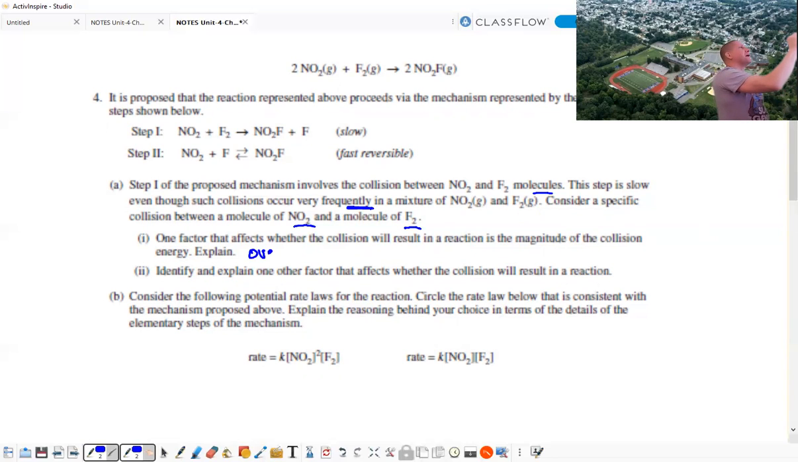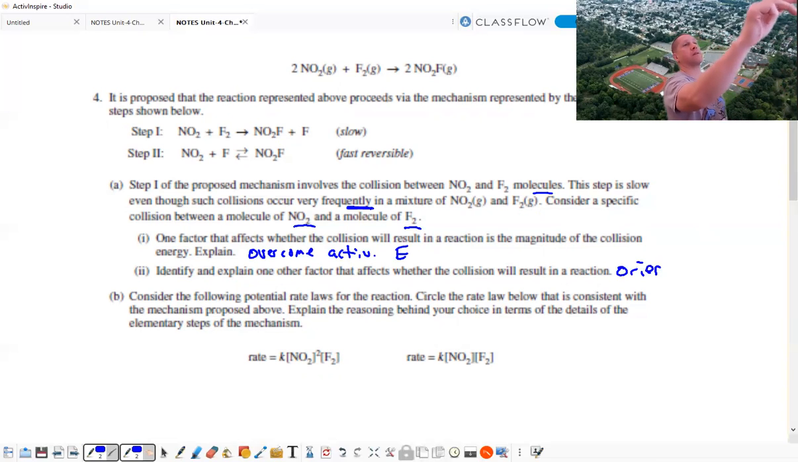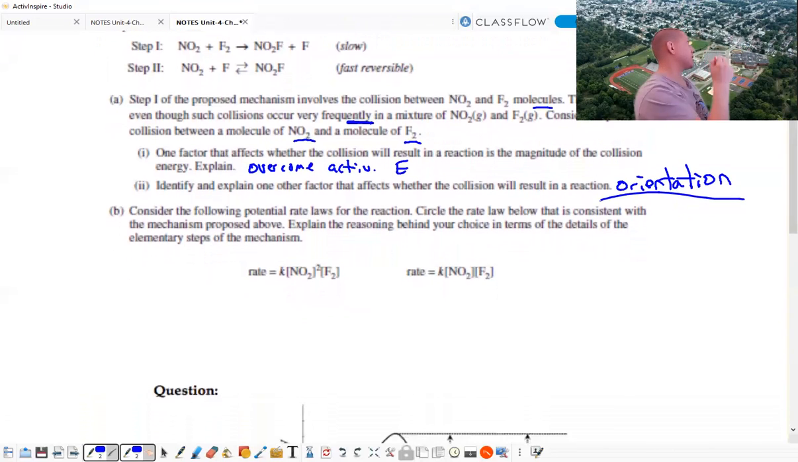You have to overcome activation energy. So you have to hit with enough energy to overcome the activation energy. Identify and explain one other factor. Orientation. Remember, it has to hit with the correct energy and the correct orientation.